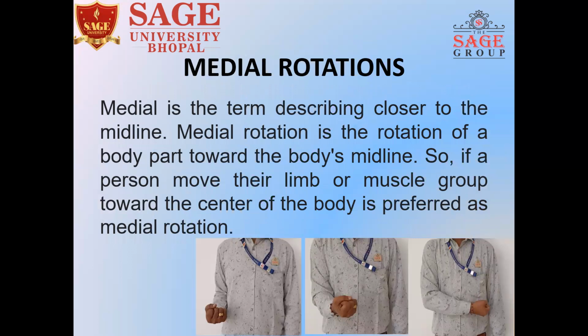Next is medial rotation. Medial is the term describing closer to the midline. Medial rotation is the rotation of the body part towards the body's midline. So, if a person moves their limb or muscle group toward the center of the body, it is referred to as medial rotation. You can see in the first picture the hand is in a neutral position and it is going closer to the abdomen. Then the rotation is called medial rotation because the hand is going towards the midline of the body.